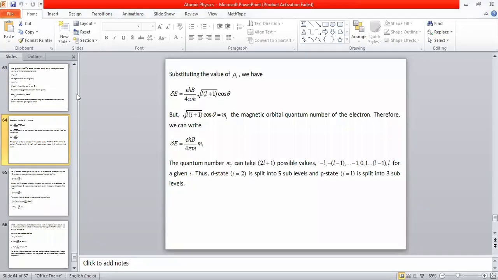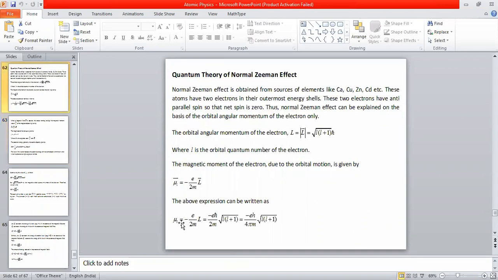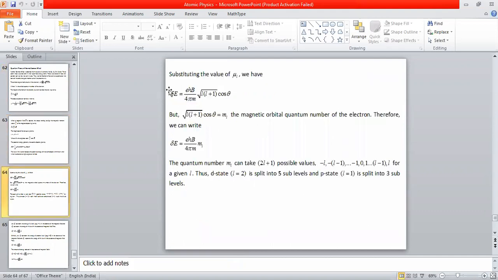So I am substituting here in the previous expression. Delta E is equal to minus mu L b cos theta. I am going to substitute the value of mu L, which I have shown in the previous one. The expression for mu L is minus EH by 4 pi m into square root of L into L plus 1. Substituting that in delta E, I get the expression for the change in energy: delta E is equal to EHB divided by 4 pi m into square root of L into L plus 1 cos theta. This is the expression for the change in potential energy after substituting the expression for mu L.